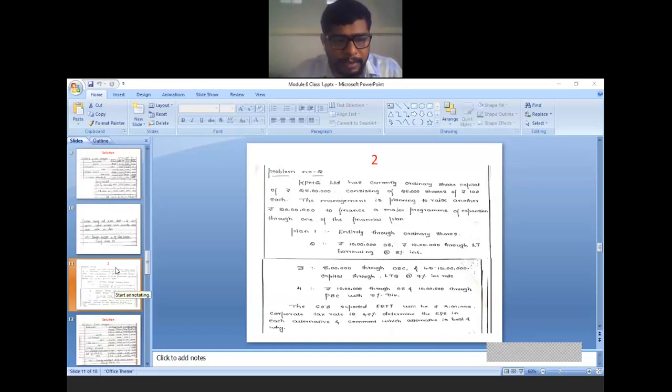Now everyone read the plan. Plan 1, entirely through equity shares. Entirely through equity shares means the complete 20 lakh rupees they raised in the form of ordinary shares. What do you mean by ordinary shares? Once again, it is equity shares. So overall, in plan 1, they are not using debenture capital, they are not using preference share capital, completely they are using equity share capital.